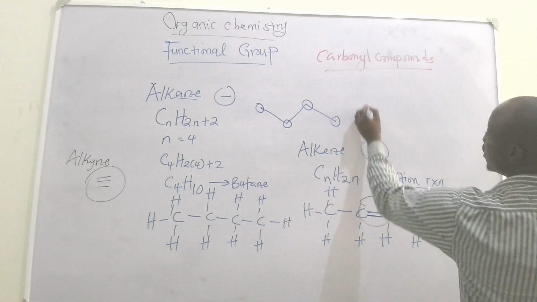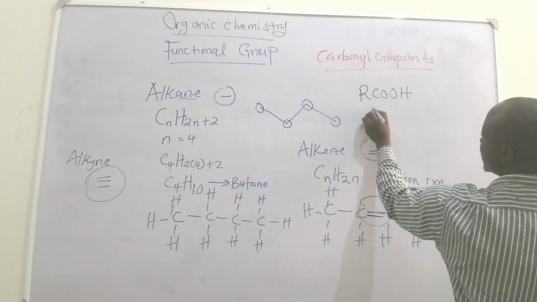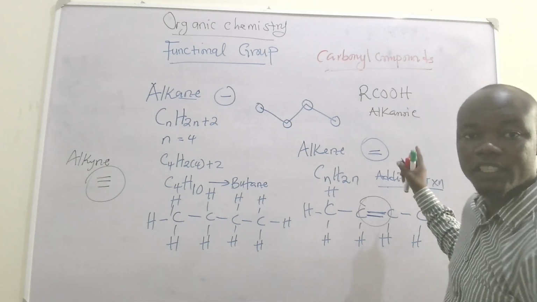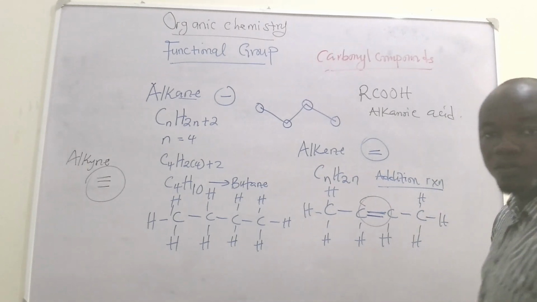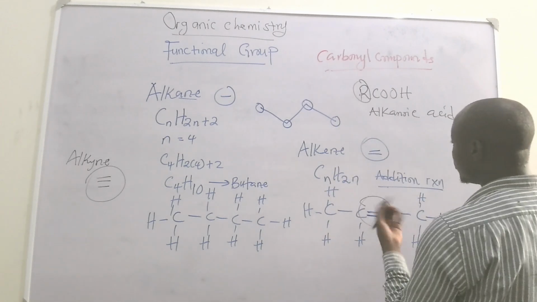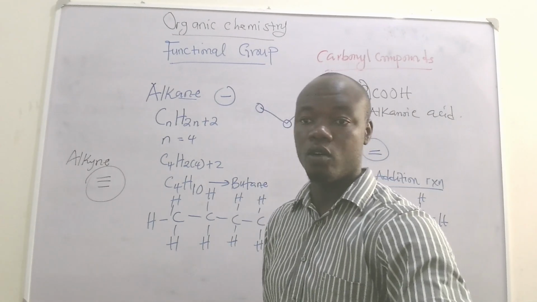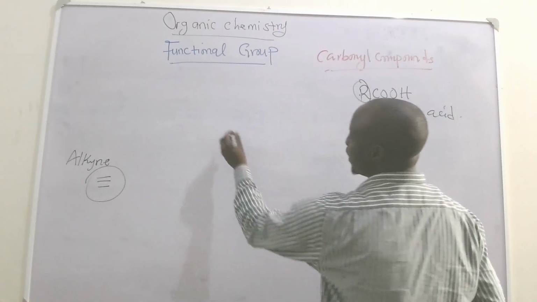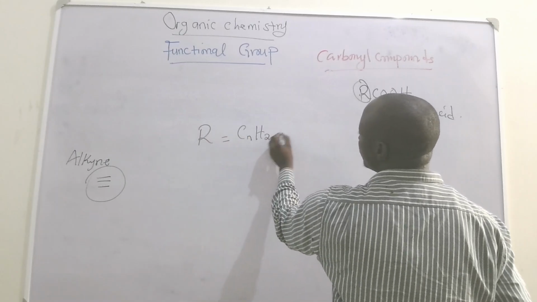For example, we can have, let's say, RCOOH. This is an alkanoic acid. Alkanoic acids are one of the examples of carbonyl compounds. And this R group is the alkyl group, and we know that the alkyl group has a general formula. The formula for the alkyl group R is CnH2n+1.